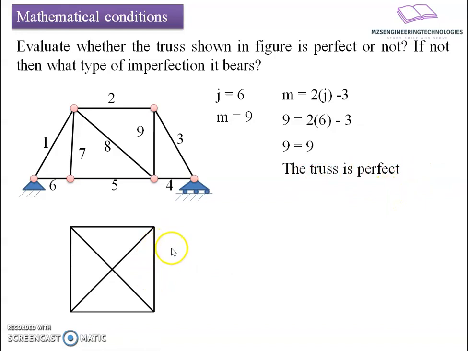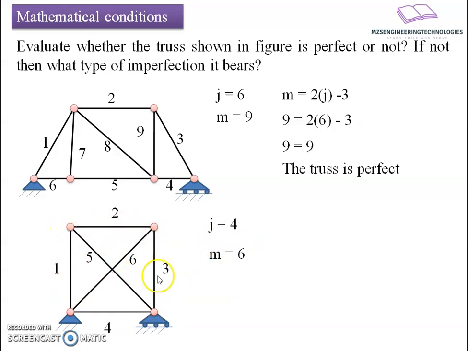Okay, now let's have the second example here. A truss is being supported by a supporting system. One end is a hinge, the other end is a roller support, and the member geometry is shown here. Let us count the joints. The joint count is j equals 4, and the member count is m equals 6.